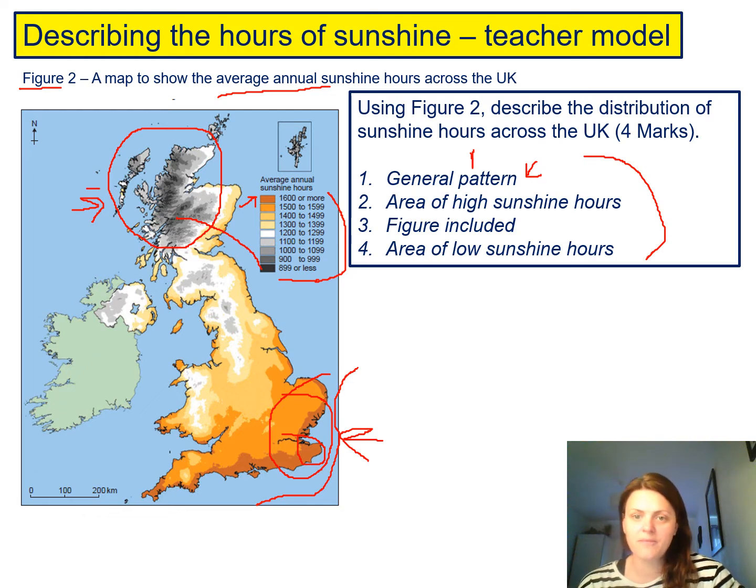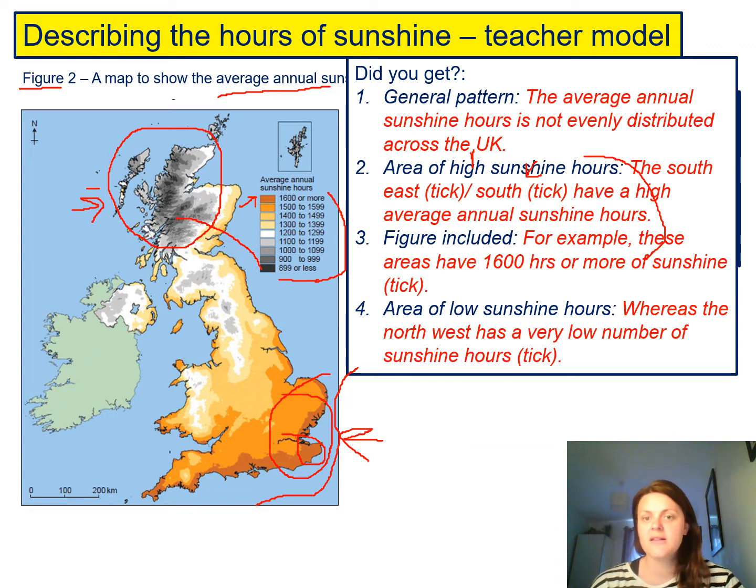Let's see what I wrote. So the general pattern is the average annual sunshine hours is not evenly distributed. Area of high sunshine? Well, the southeast and the south in general have a higher average sunshine hours. For example, these areas have 1600 hours or more. Areas of low sunshine hours, well, if we think of the northwest and up in Scotland, they have very low as well, and you can put down around 899 hours.